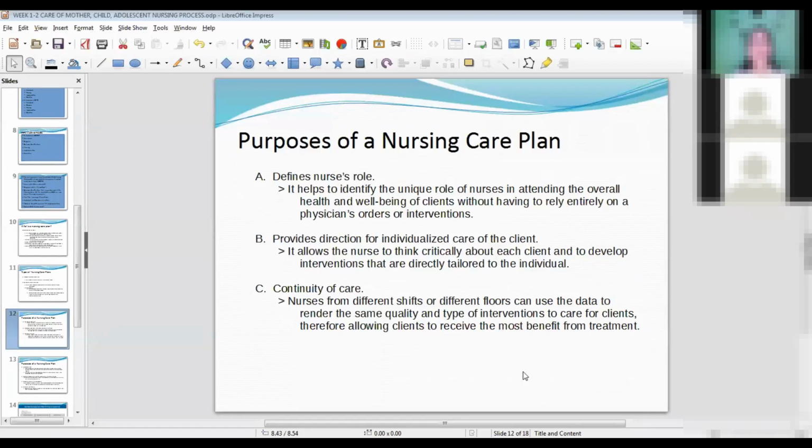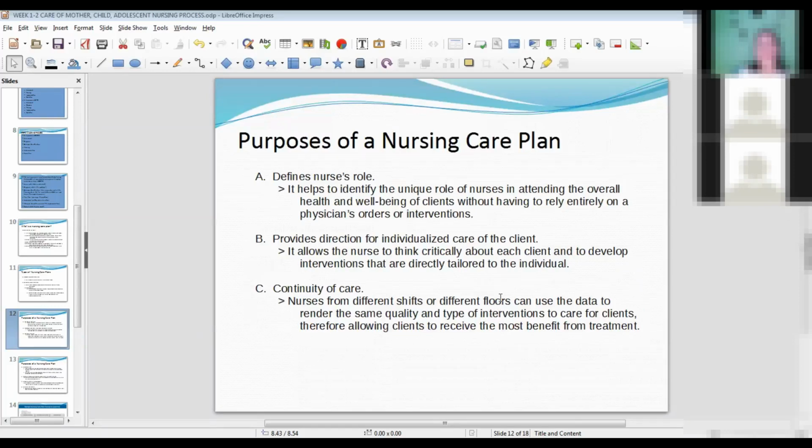Okay, so next, it provides direction for individualized care of the client. So it allows the nurse to think critically about each client and to develop interventions that are directly tailored to the individual.